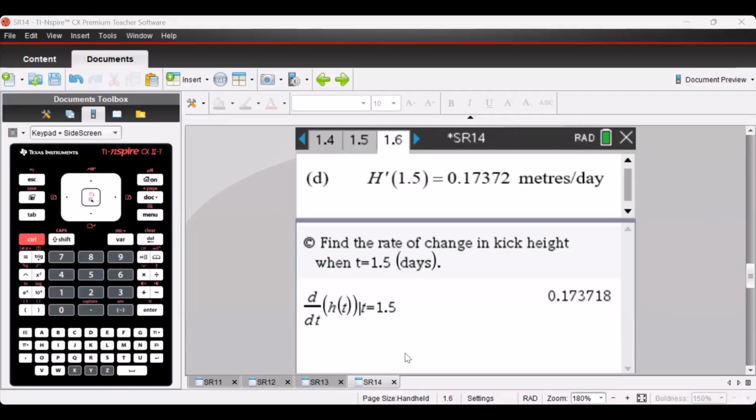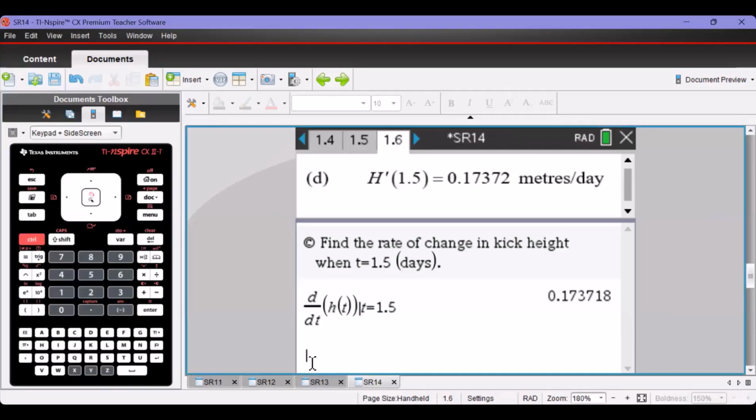And so when you calculate h dashed of 1.5, you get an answer of 0.17372, and the units are meters per day. So that is the rate of change when t equals 1.5. H dashed of 1.5 is 0.17372 meters per day. So let's show you now how to obtain, or construct, this entry line here.